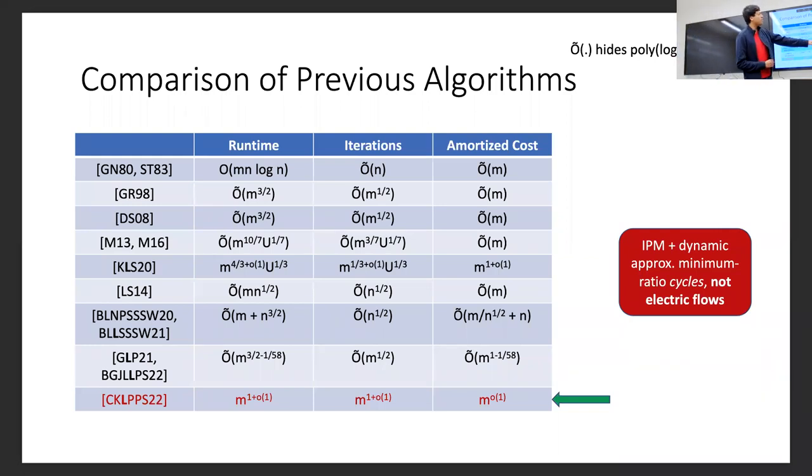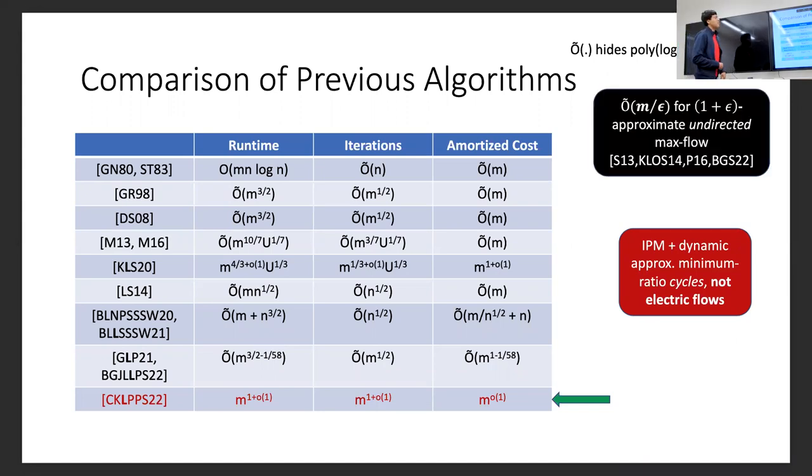These min ratio cycles are better in tune with graphs because they're based on paths and cycles, which are a nice graphical thing. And they're undirected. So that's some intuition for why we're able to get into the little o time amortized to compute them. On the next slide, I'll give some more intuition.